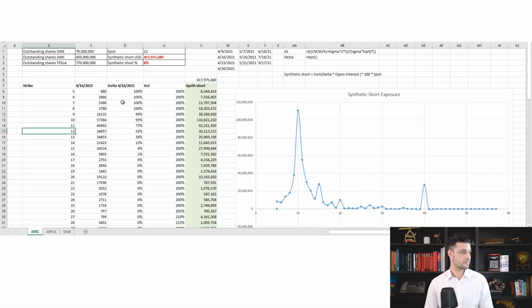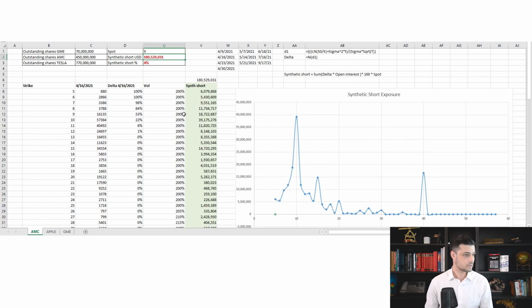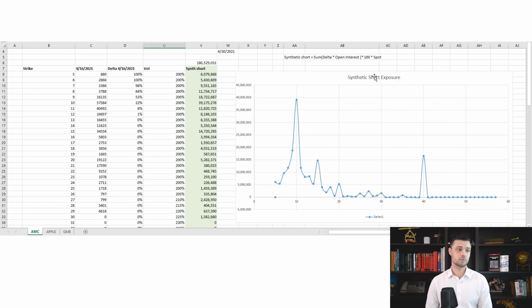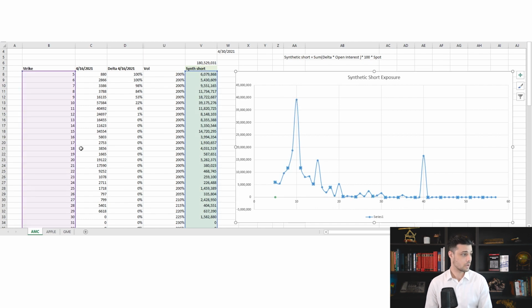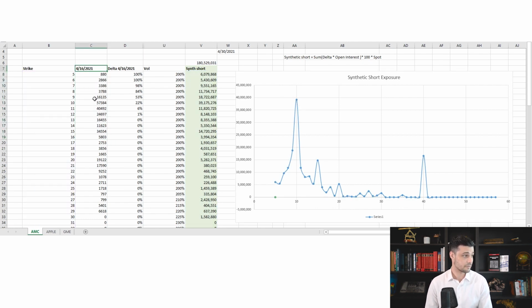All right. So for AMC, right now we are at, let's say, 9. So look at this, the synthetic short exposure. Where is it concentrated? On the 10 level. So how many shares do I have on the 16th of April expiry? On the 10, I have 57,000 shares, and on the 11, I have 40,000. You can see, it's where I have the most concentration. 57,000 here, 40,000 here, until the 15th level.